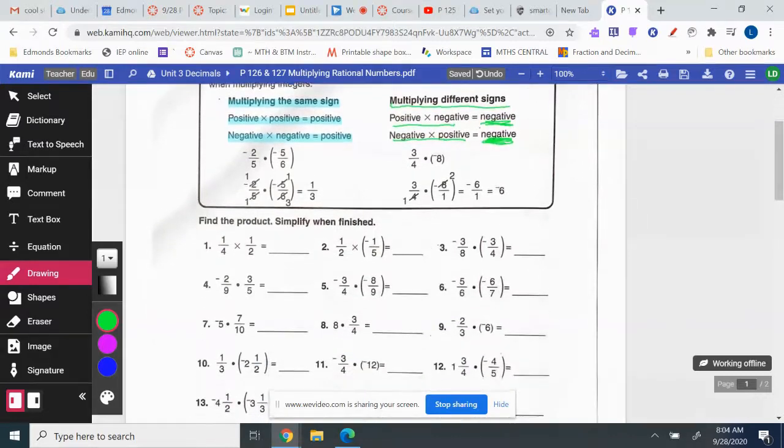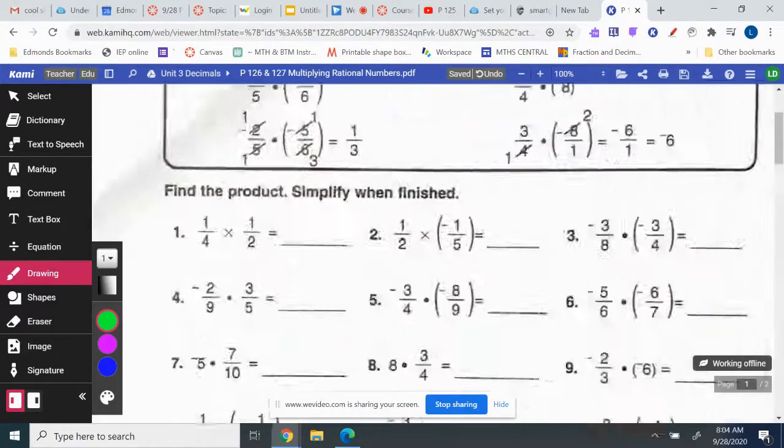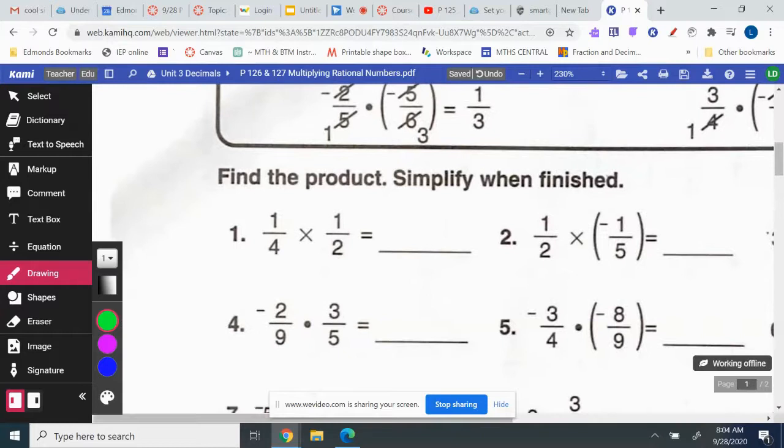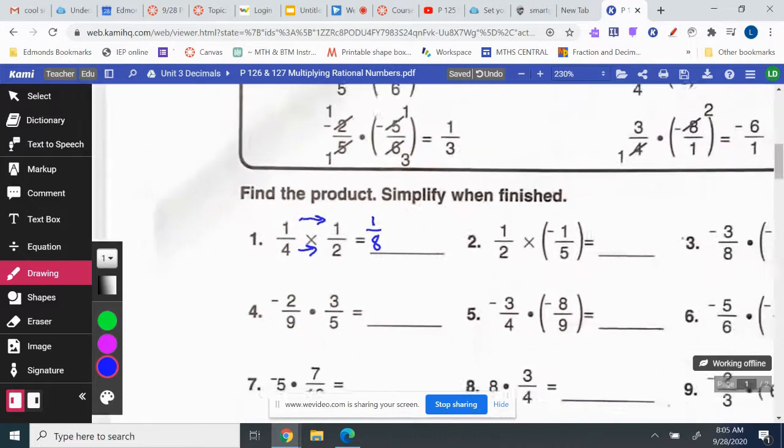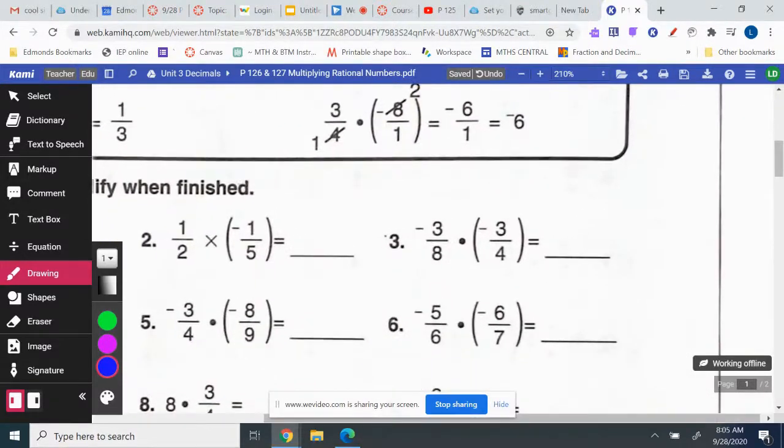So when we multiply, because it's been a moment since we multiplied fractions, let's remind ourselves that all we do is multiply straight across on the top and then straight across on the bottom. So 1 times 1 is 1, and 4 times 2 is 8. Both my signs are positive, so that's a positive 1/8. Let's go to number 3.